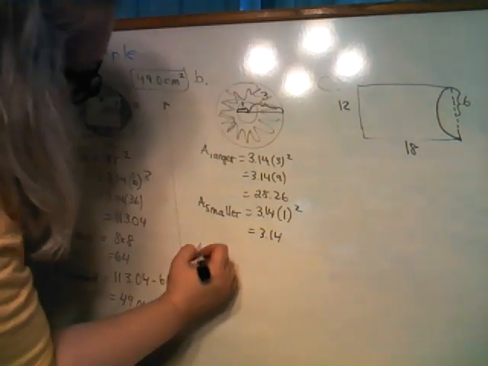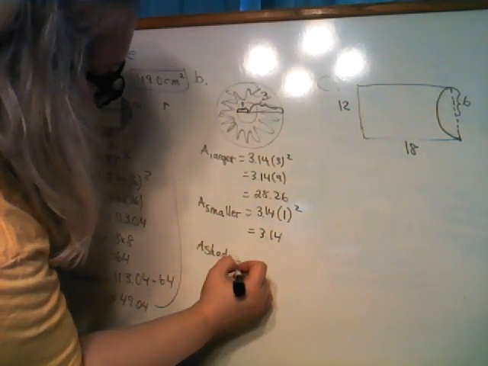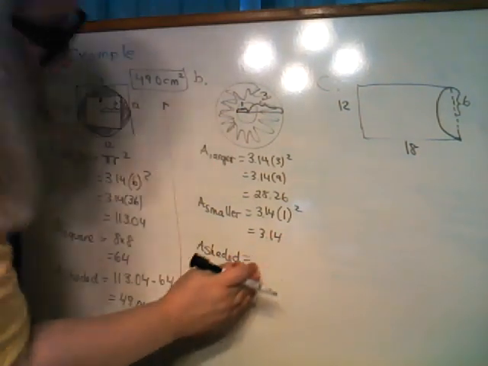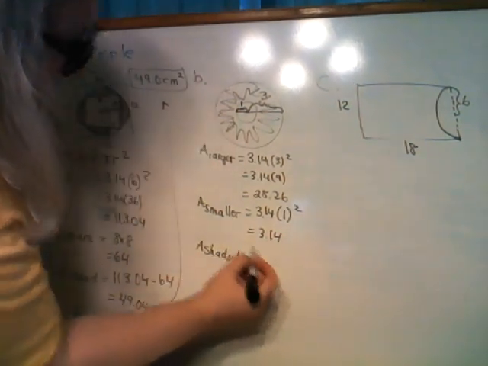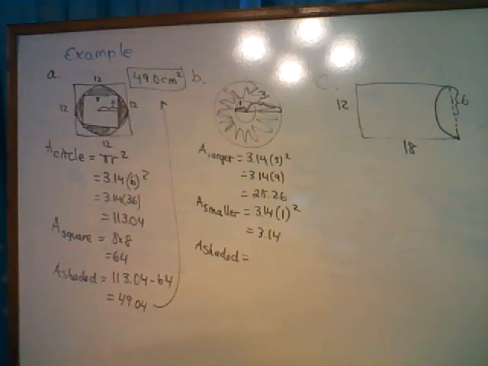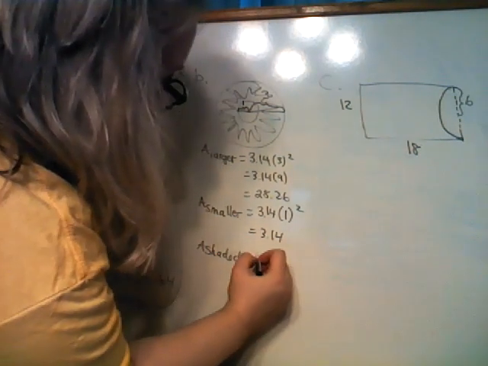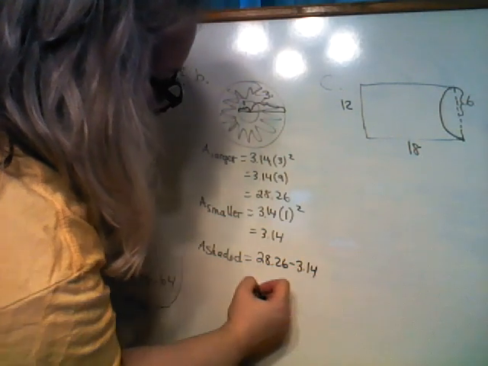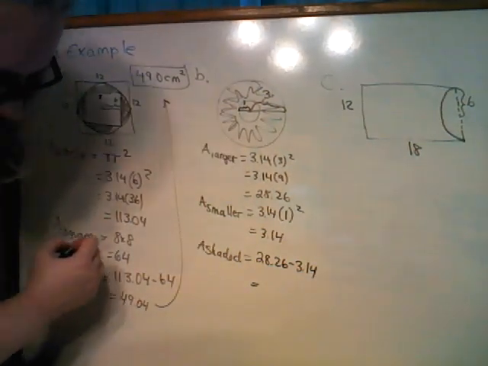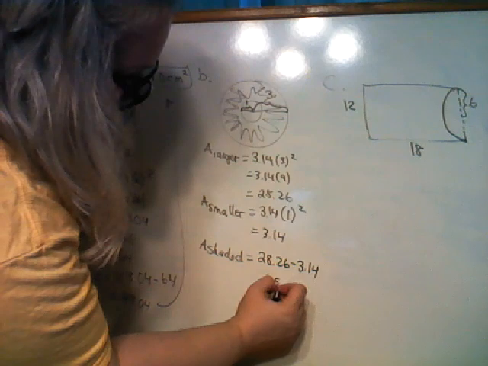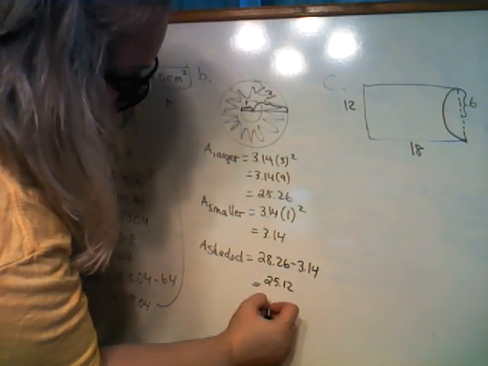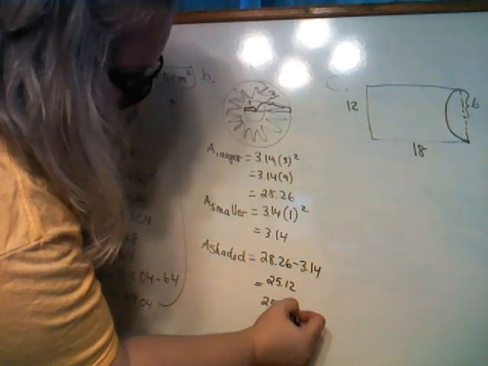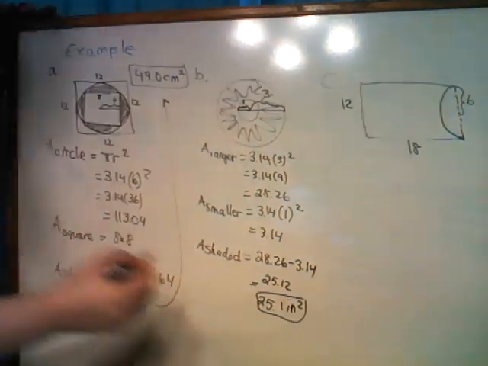So we're going to do area of shaded. Oh, new marker. We're going to take 28.26 minus 3.14. Your difference is 25.12. It said round to the nearest tenths. So 25.1 inches squared. You got it.